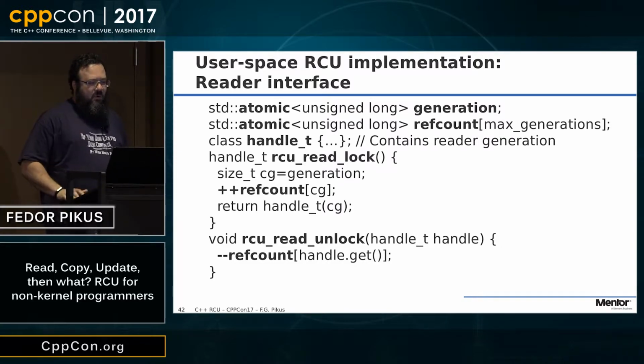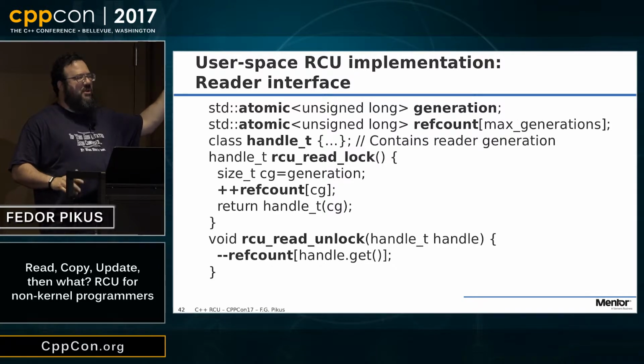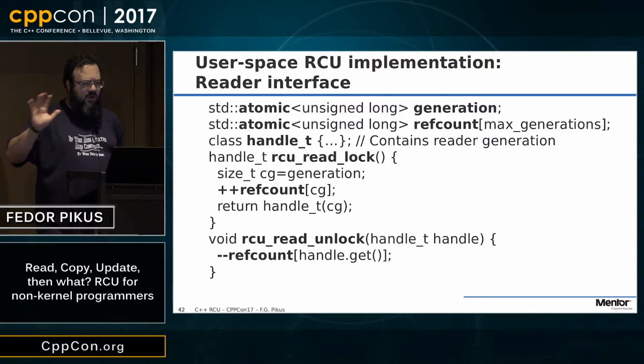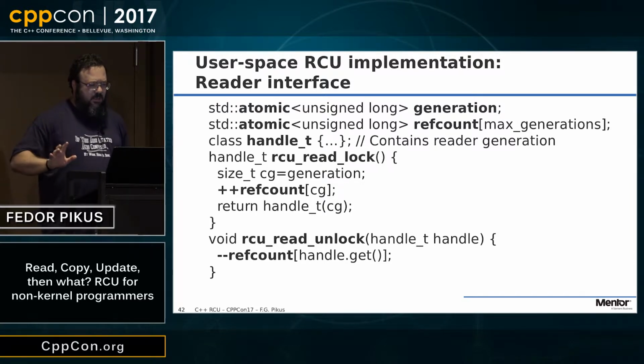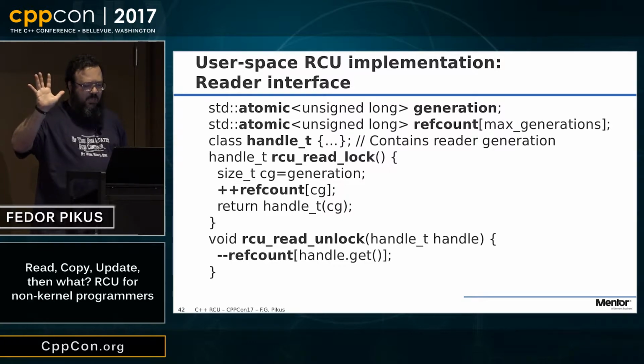Okay, so my global atomic generation. I have an array of atomic reference counts for some maximum number of generations. Okay, what that is and how do I deal when I overfill the number of generations? Again, that comes under the variation subject. So let's for now assume it's large enough, never happens. I have this opaque type called handle. And somewhere inside there is a generation.